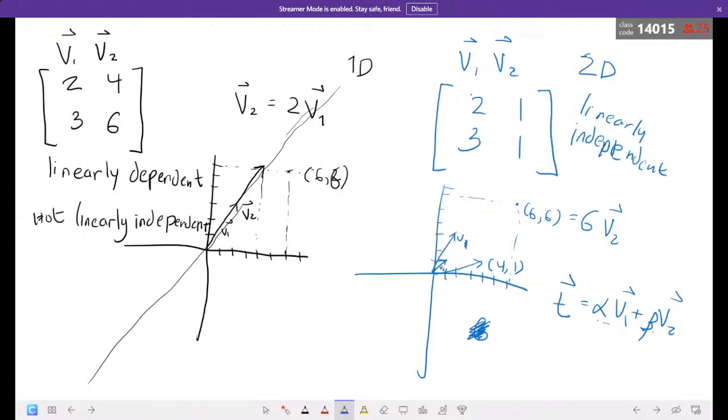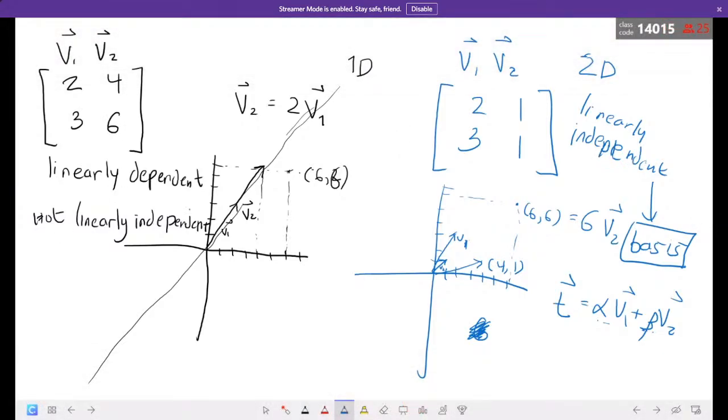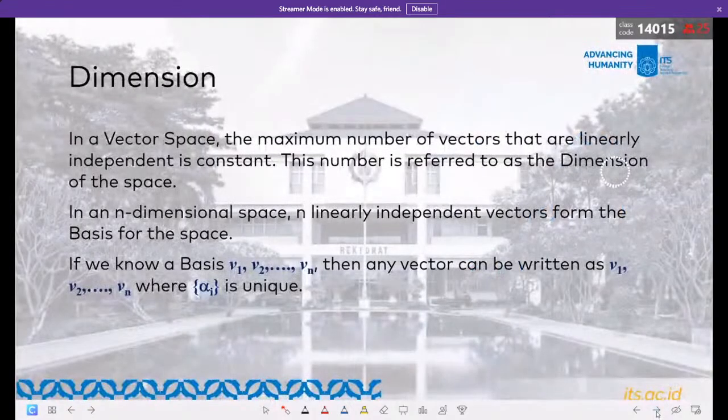Linear independence will be very important. So if these two vectors are linearly independent, then they can be used as a basis. Later you will understand this, the basis. The black one cannot be used as a basis because they are not linearly independent. Maybe we need to move to the next slide so you will understand the function of linear independence and the basis. But before that, we need to grasp the concept of dimension.